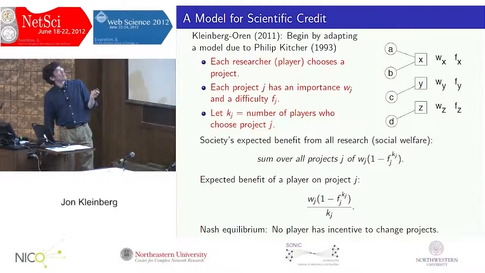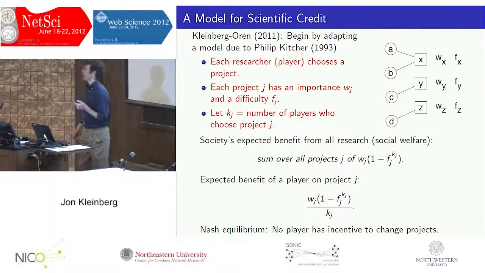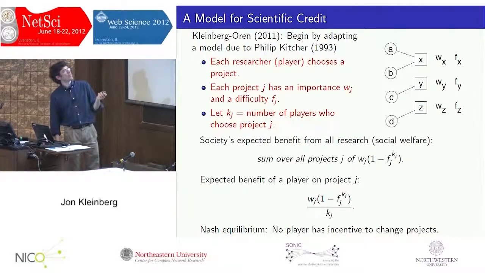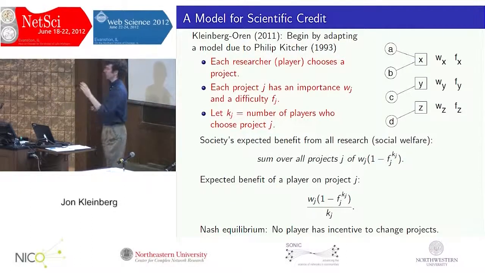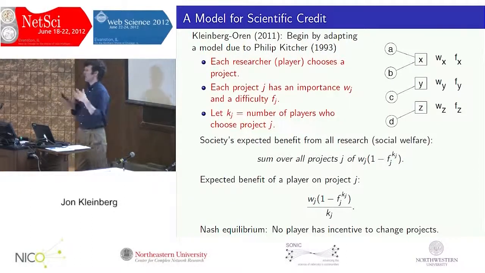And so the welfare to society is simply the sum over all projects J of the importance of J times the chance it gets solved. And the chance it gets solved is simply 1 minus the chance that everybody who works on it fails, which is that. So this is the expected gain society gets from that project, and we sum it over all J. That's what society cares about.